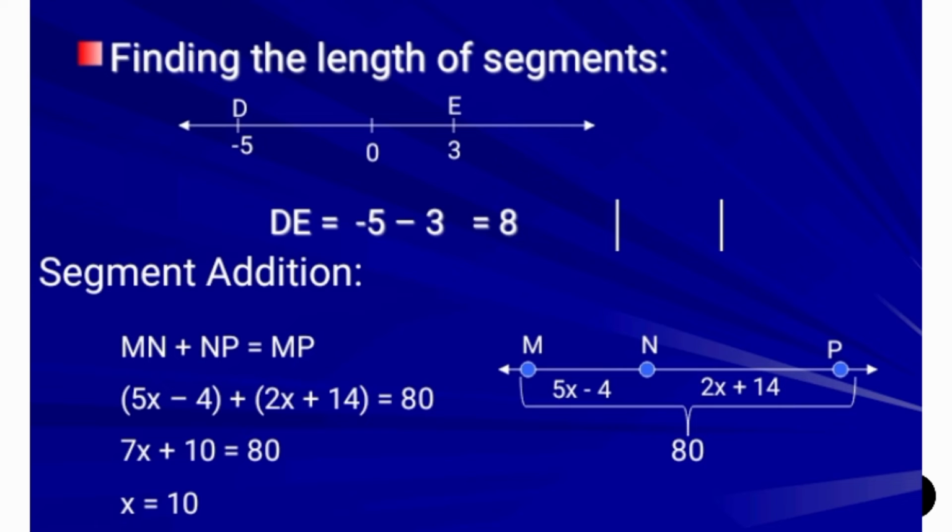So let's have, for example, finding the length of segments. We have DE equals negative 5 minus 3 equals 8. Negative 5 is the value of D and positive 3 is the value of E. So negative 5 minus 3 equals 8.